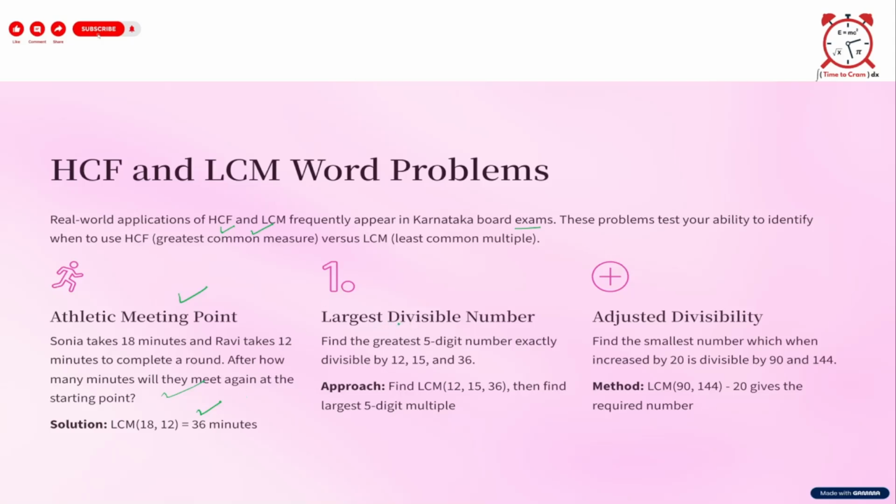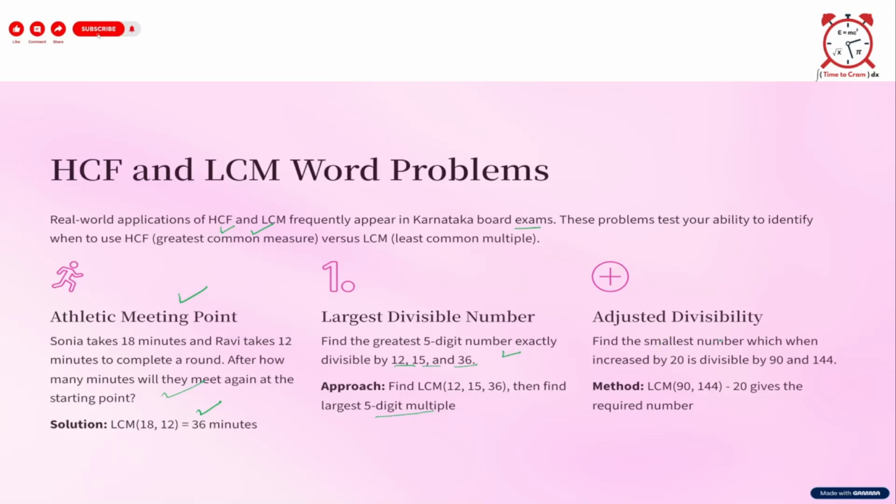Next, largest divisible number. Find the greatest 5-digit number exactly divisible by 12, 15 and 36. So how to do it? Okay, find the LCM of these given numbers. Look, this question looks very difficult, but the answer is that easy here. Find the LCM of the given numbers, then find the largest 5-digit multiple.